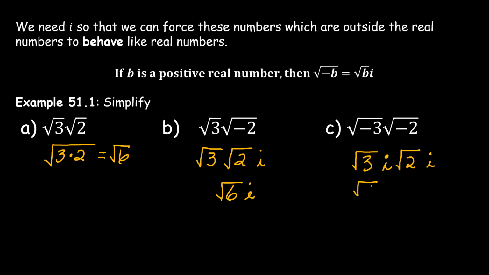So you can rearrange this because multiplication is commutative. So square root of 3 times square root of 2 times i squared. So that's the square root of 6 i squared. And what is i squared? If i is the square root of negative 1, then if you square it, you get negative 1. So this is negative 1. So square root of 6 times negative 1 is equal to negative square root of 6.